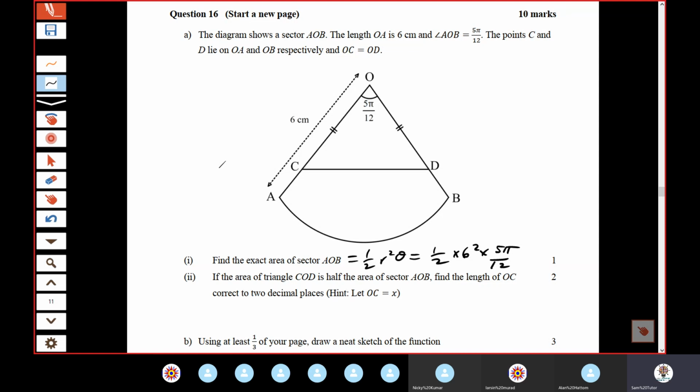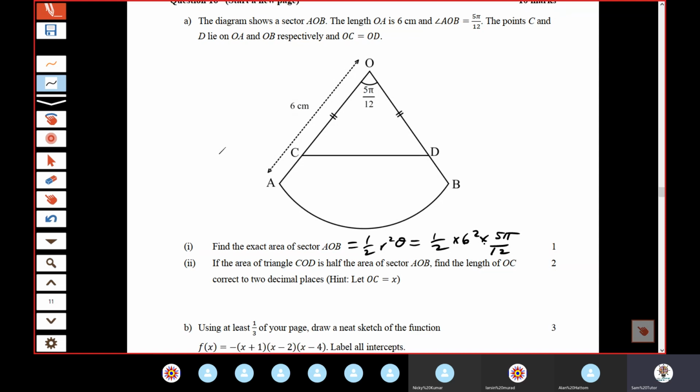They've already given you that the area is half of the answer you got here. So what's the answer we get here? 36 times 5 divided by 24. The answer we get up here is 15 pi on 2. So the area of COD is half of this, which is 15 pi on 4. Let OC equal x.